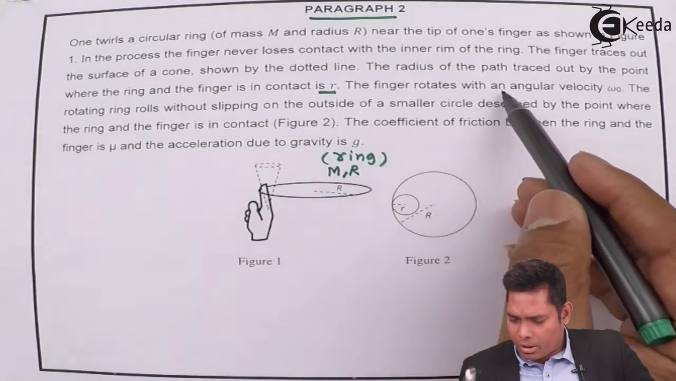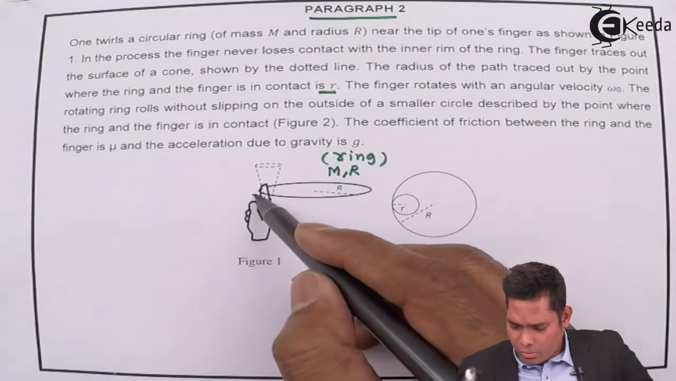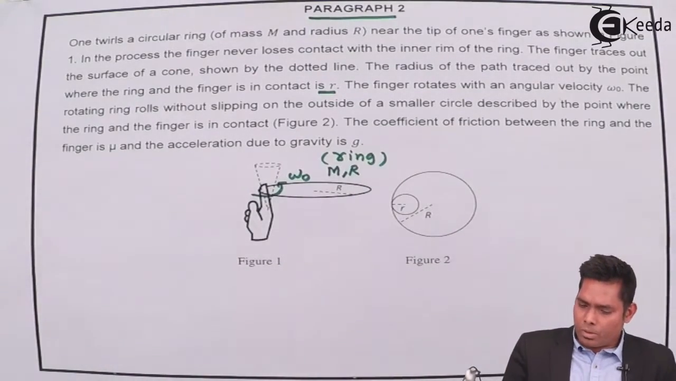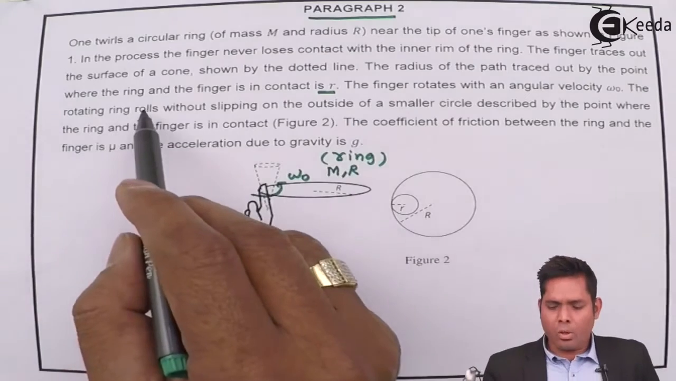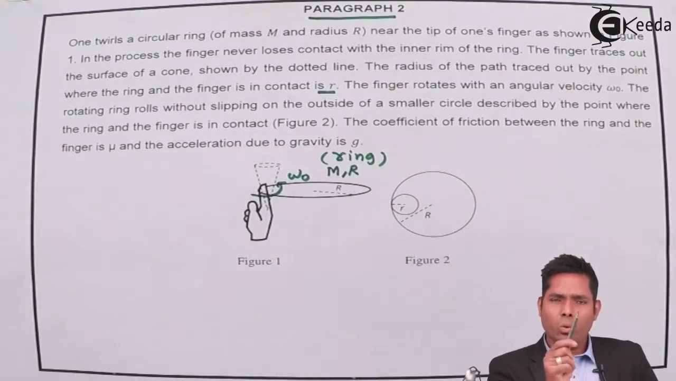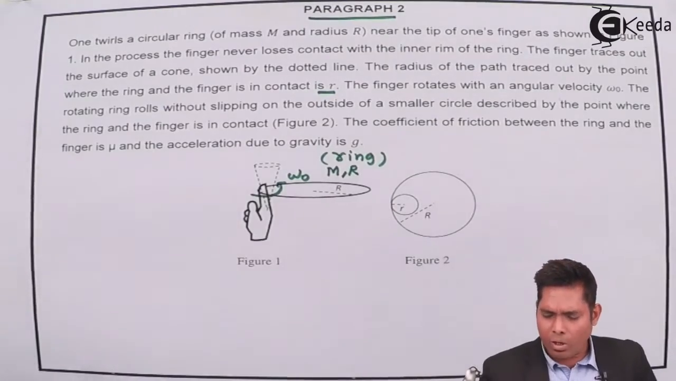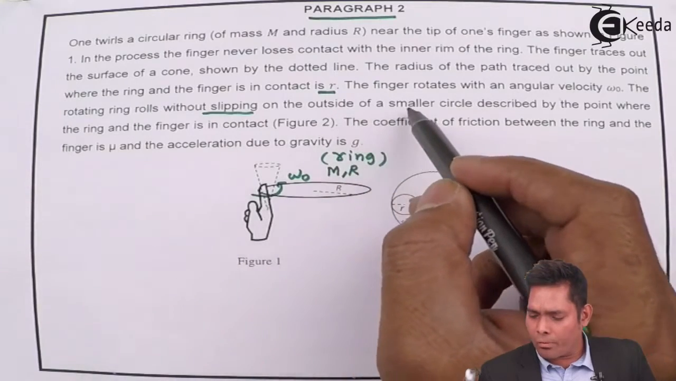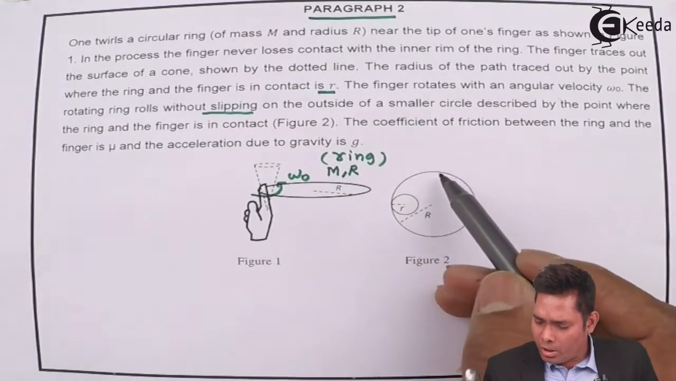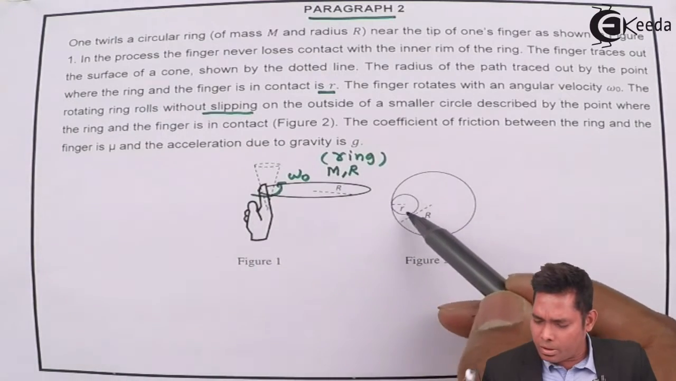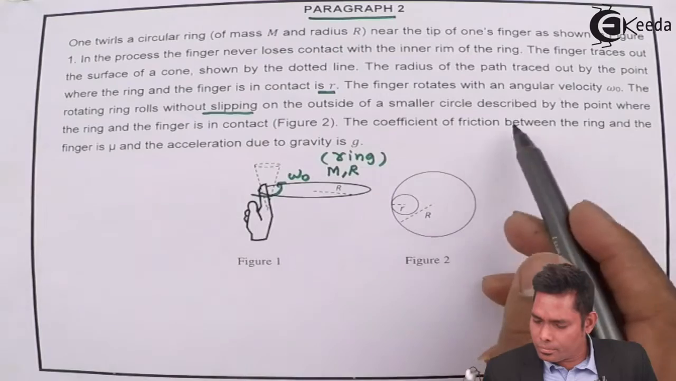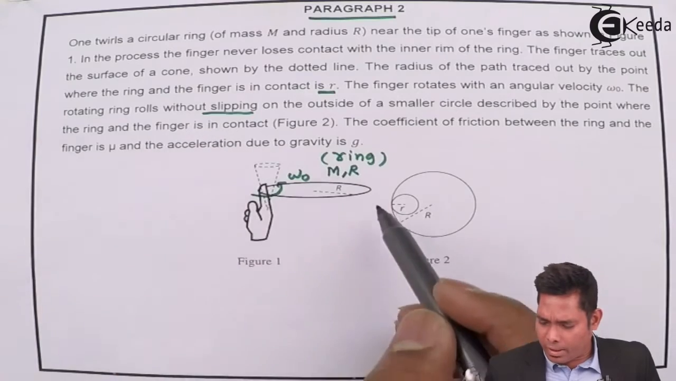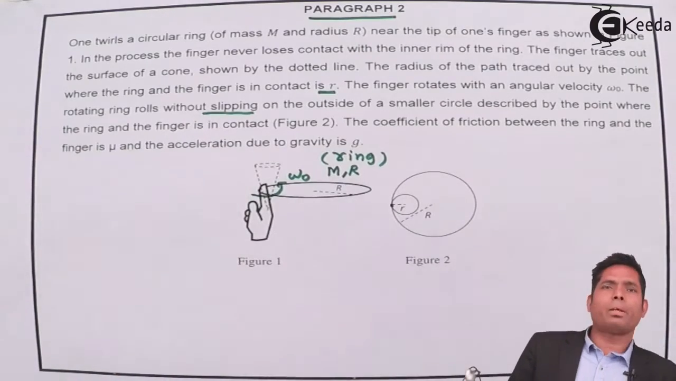The finger rotates with an angular velocity omega naught. So this is actually rotating with omega naught. The rotating ring rolls. The ring is actually rolling on the finger without slipping. It's a case of pure rolling on the outside of a smaller circle. So this ring is actually rolling on this smaller circle, just like that. It's rolling, described by a point where the ring and the finger are in contact. So this is the point about which the rolling is taking place.